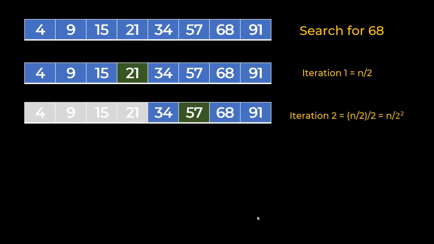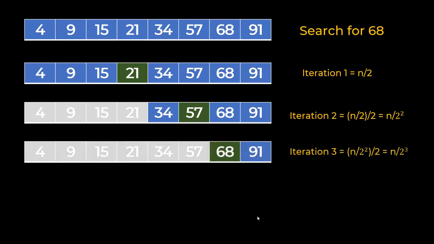In that array also, you find the middle element. So you basically in each iteration, you are dividing the array by 2. Here the middle element is 57. Again, compare it with 68. 57 is less than 68. Hence you discard the left hand side array, which is 34 and 57. You now have only 68 and 91 in your search space.